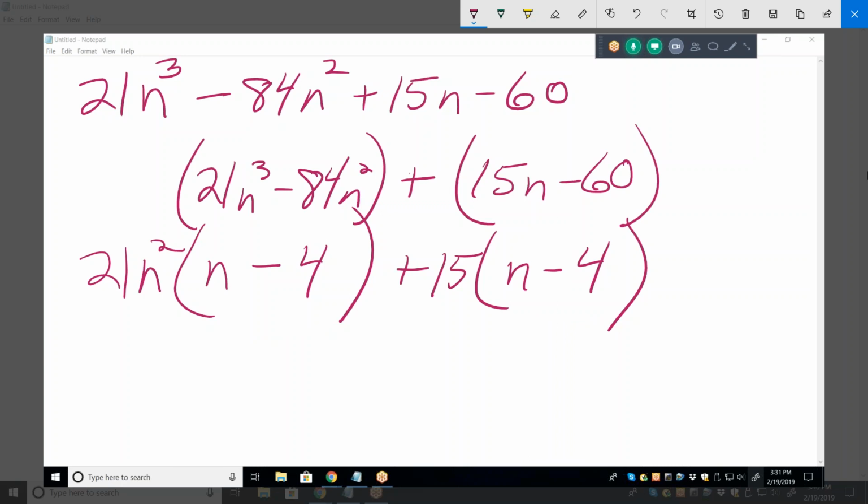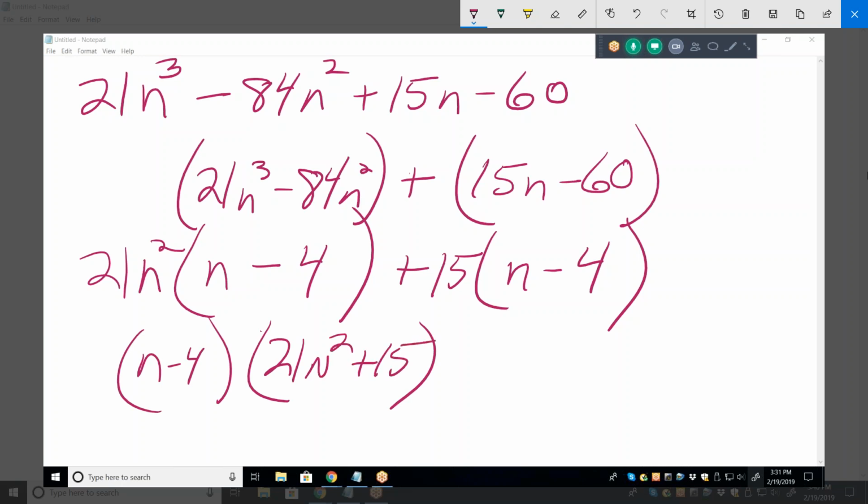N minus 4. And in parentheses, times what? 21n squared plus 15. And I can actually take out another factor. What else can I do? What can I do with that? I can't do much, but I can do something. So I still have my n minus 4.